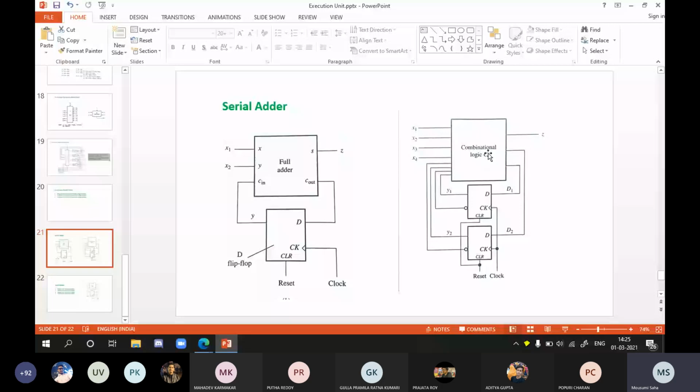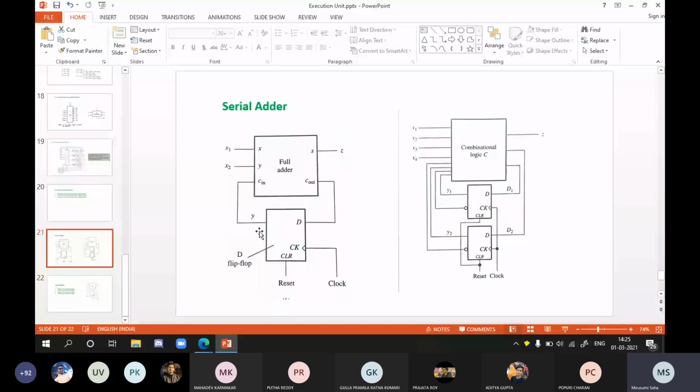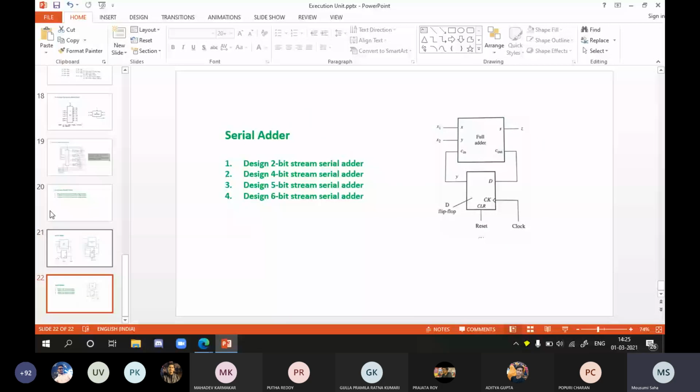At the same time it will take a huge number of gates, and it is very difficult to find the simplified expression. So I will request you to design the 6-bit or 5-bit, whatever it is, with a basic block diagram that is the 2-bit serial adder. Clear? You have to practice, otherwise it is very difficult to design when you have the exam.